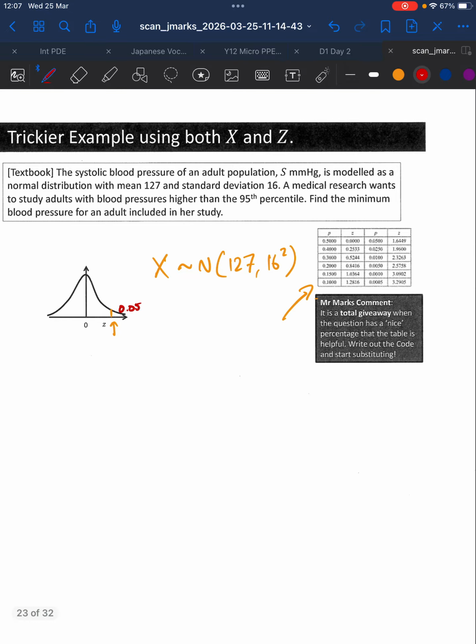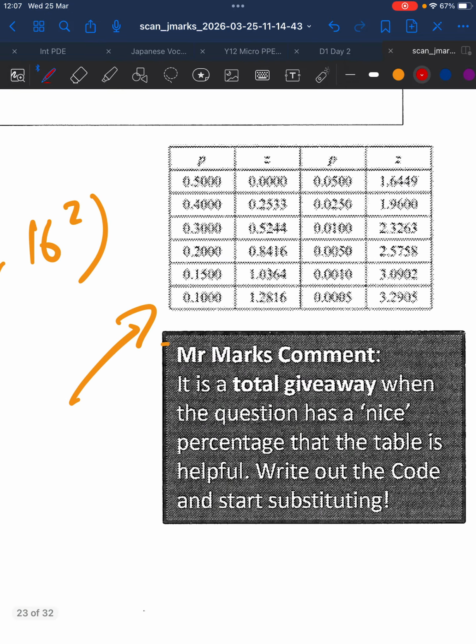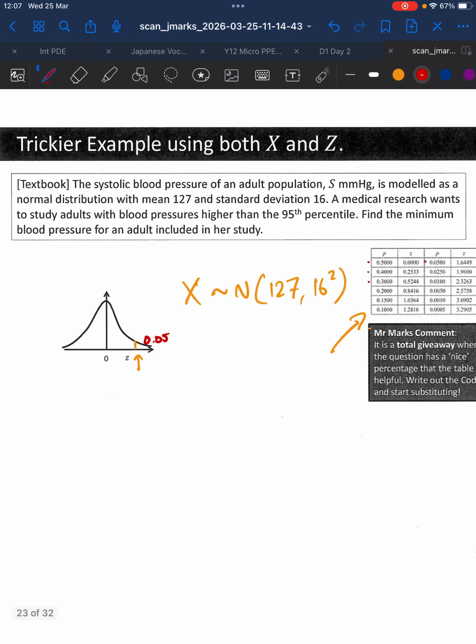So it's a giveaway when people use this kind of language that you might want to use these tables because you've got 0.5, 0.4, 0.3, 5%. You've got lots of neat numbers here, okay? So what's the minimum blood pressure that we want to work with? So the minimum blood pressure is basically asking you, what's the x value that goes with the 95th percentile, okay?